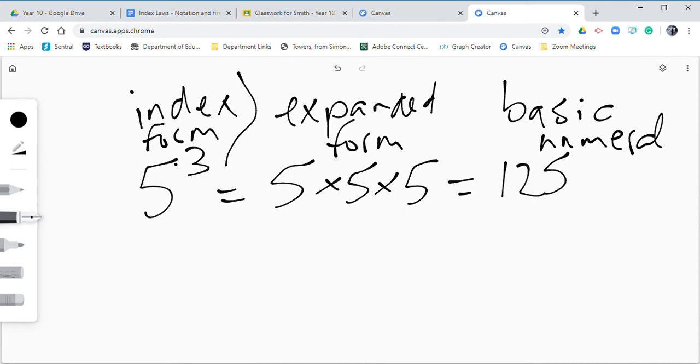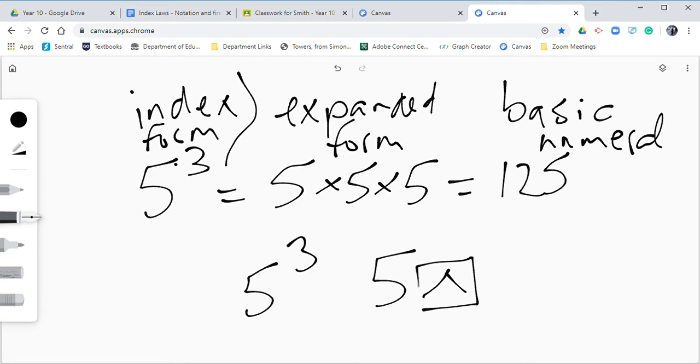The other helpful thing to think about is if I asked you to type this into your calculator and you don't have the ability to write it like this, you can also write it as 5, and then you press this button on your calculator. Some people call it the caret symbol. I also call it the hat symbol because it looks like a hat. Then you press the 3, and that would give you 125 on your calculator. So that's how you would type it in your calculator.